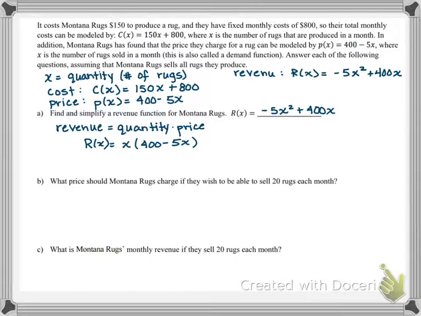Then I want to know, what price should Montana Rugs charge if they wish to be able to sell 20 rugs each month? Whenever we do these problems, we want to ask ourselves, which function should I use? And what am I given, an input and output, or am I trying to find a vertex or x-intercept? When I read what price, they're asking me for a price. So which function should I use? The price function, yes. I know it seems obvious, but you'd be surprised, it's easy to get all this mixed up. So use the price function to find a price.